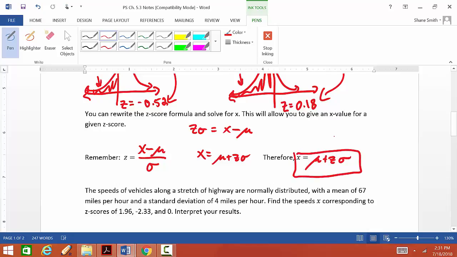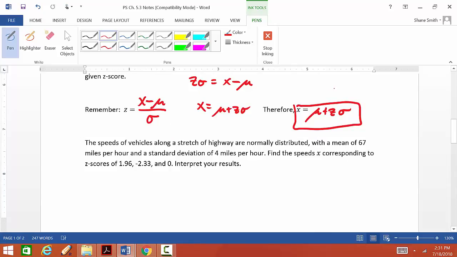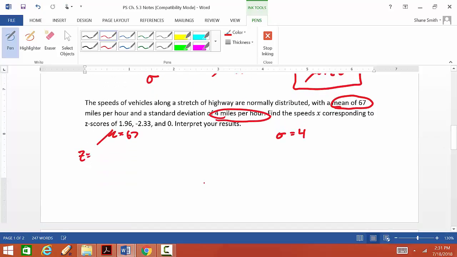And you actually can use the z-score formula every time you do this. But if you just use x equals mu plus z sigma, it's already solved for x. So you don't have to worry about solving for x. So what this formula does is if we know the mean, standard deviation, and the z-score, we can find the data value that we're talking about. So the mean in this problem, it says the speeds of vehicles along a stretch of highway are normally distributed with a mean of 67, standard deviation of 4. Okay, and we want to find the speeds of the vehicles given the following z-scores.